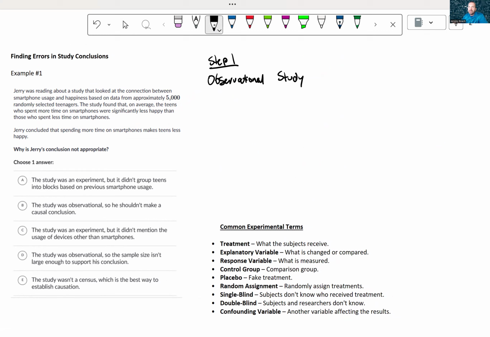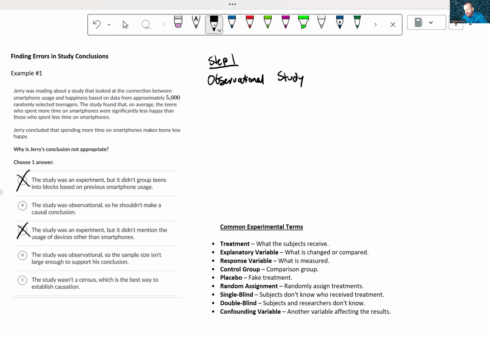Step two, we're going to rule out the answer choices that are the opposite. So we'll see if there are any answer choices that say experiment. A says the study was an experiment. So we're going to cross out A because it was an observational study. C also says the study was an experiment, so we can cross that one out. Okay, now let's go through the rest of these.